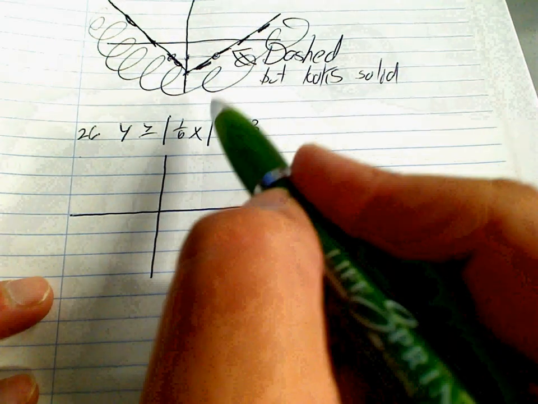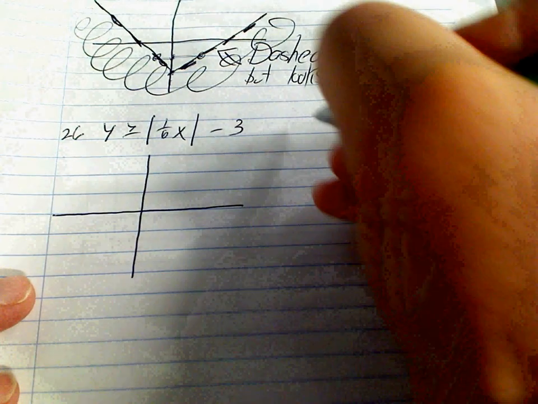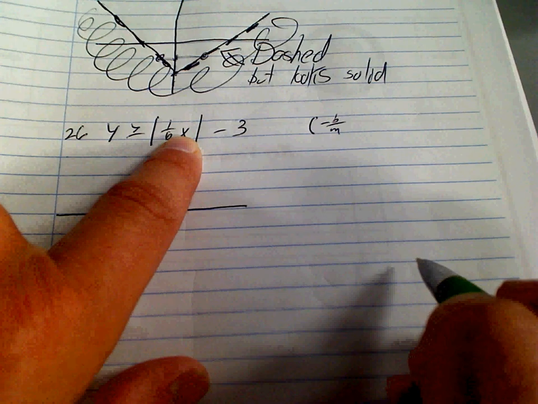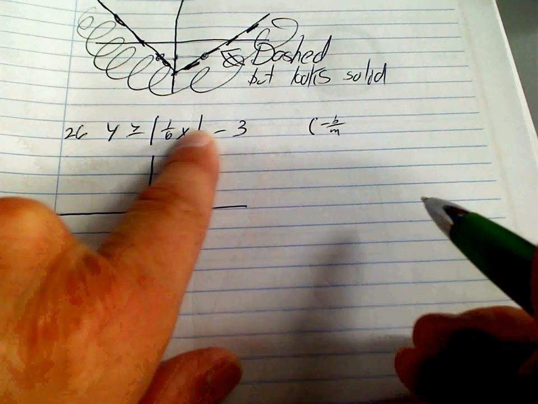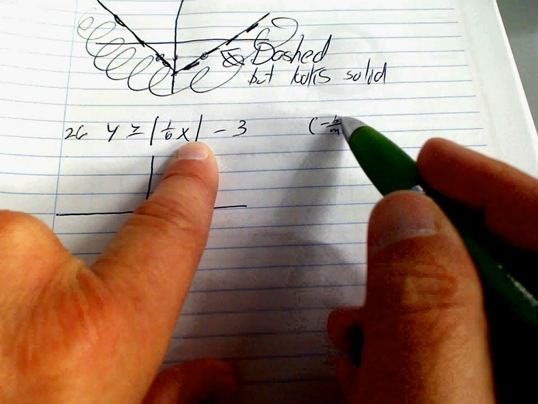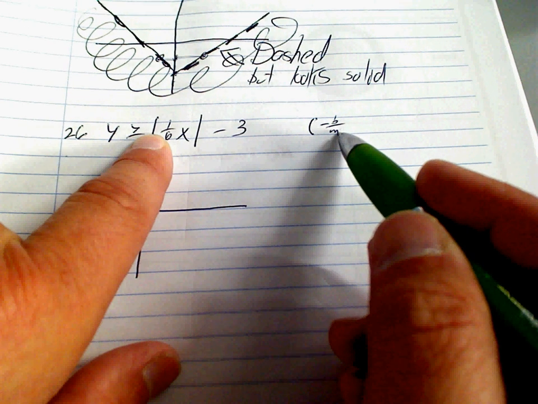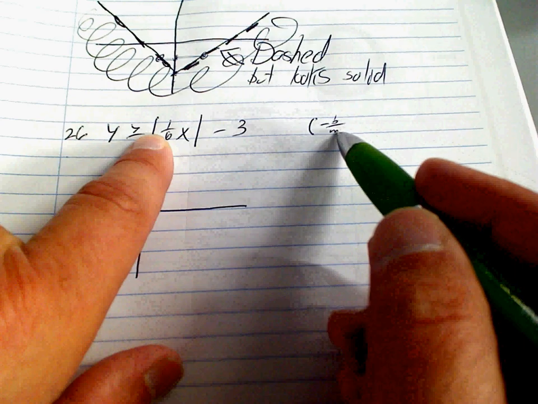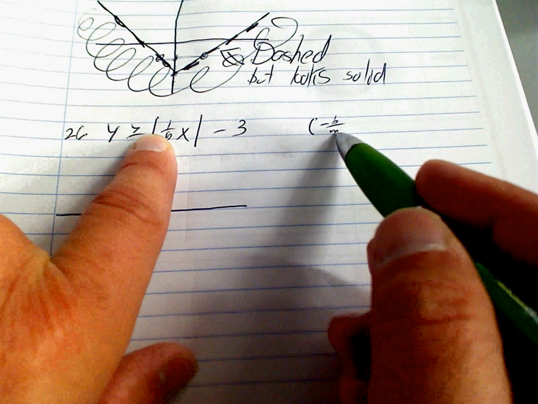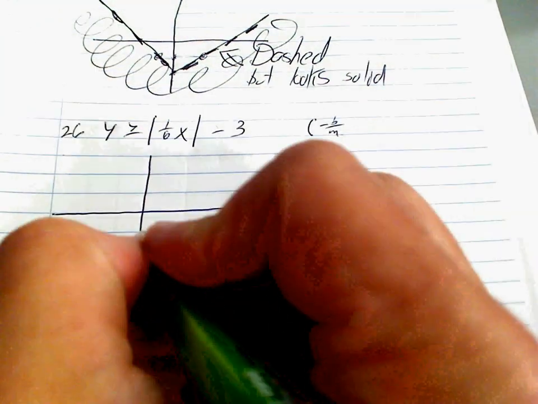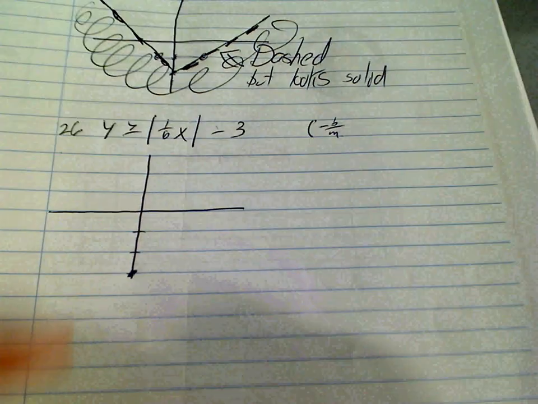Think about the other part, the negative b over m. If there's no h, there's no b. b and h are the same thing. So if there's no b there, b would be 0. And 0 divided by anything, and the m in this case is 1/6, 0 divided by anything is what? 0. So there is no horizontal shift. But we do go down 3. 1, 2, 3. This is not reflected. You will still open up.